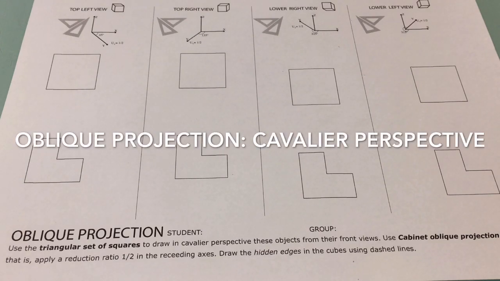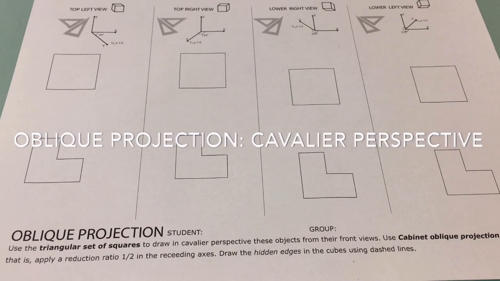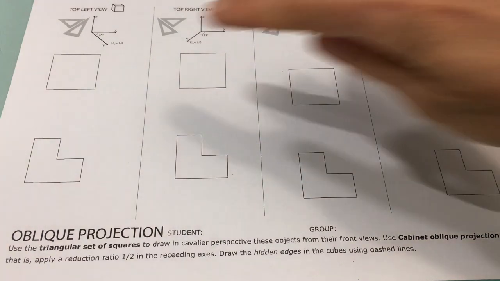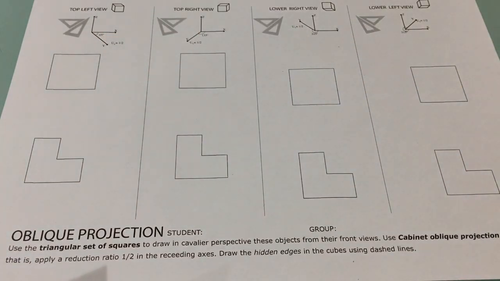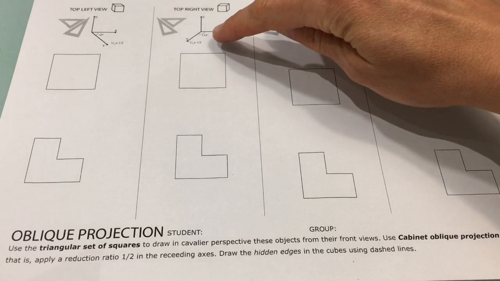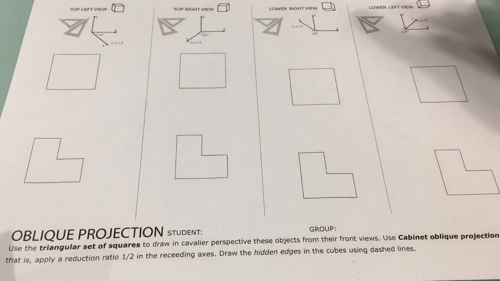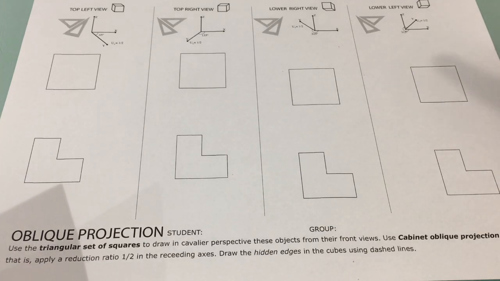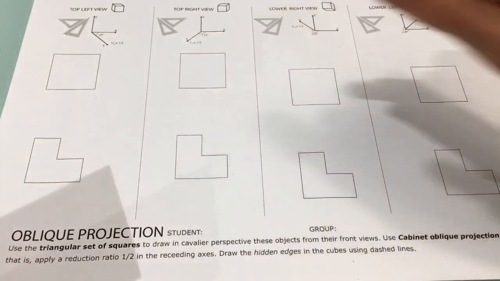In this video, we will practice how to draw in cavalier perspective, a type of oblique projection. The front view of the object is given and is in the same plane as the drawing surface, and the sides, the top or bottom, are at any angle, usually at 45, 135 degrees, 225 degrees, or 315 degrees. The shapes we will construct are a cube and a type of cuboid with an L structure.